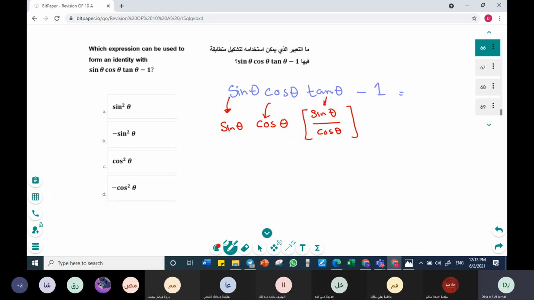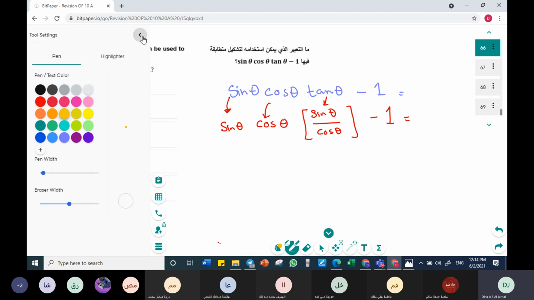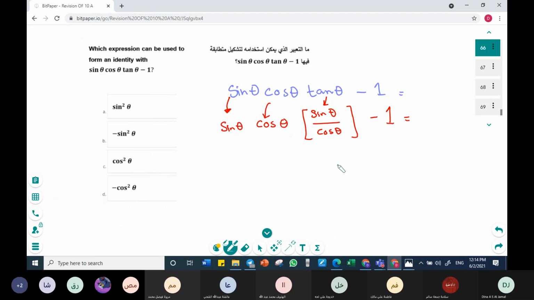And this is the quotient identities. Minus 1. Remember, you can't subtract until you simplify this. Now, simplify. Shall I cancel something? The cosine. Done. I cancelled this. Then, I'm having sine theta multiplied by sine theta. Sine square. Excellent. So it will be sine square theta minus 1.